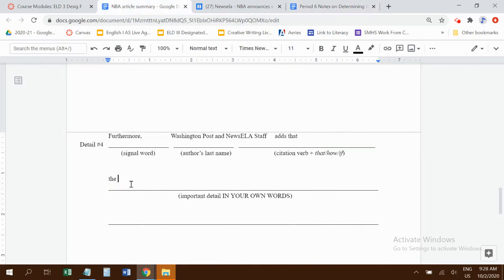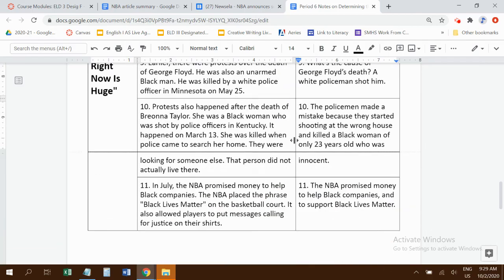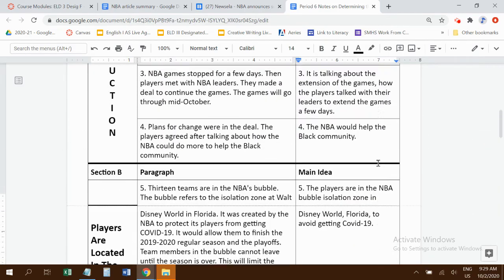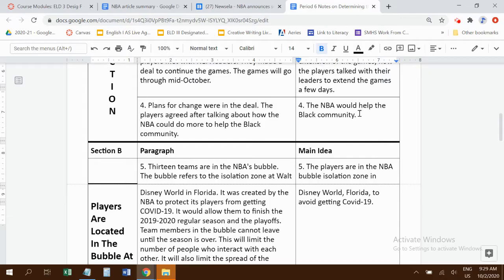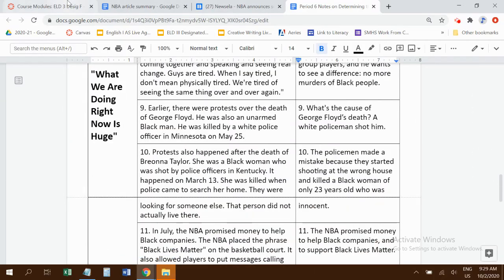The NBA players want to use NBA arenas as safe voting places. There we go. That's my next detail. And now I'm almost done. So when you are choosing these details, make sure they are the things that you really would want someone to know after they've read.